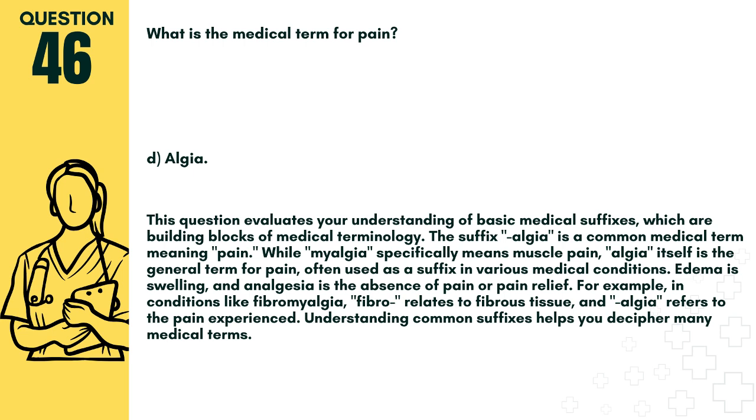For example, in conditions like fibromyalgia, fibro- relates to fibrous tissue, and algia refers to the pain experienced. Understanding common suffixes helps you decipher many medical terms.